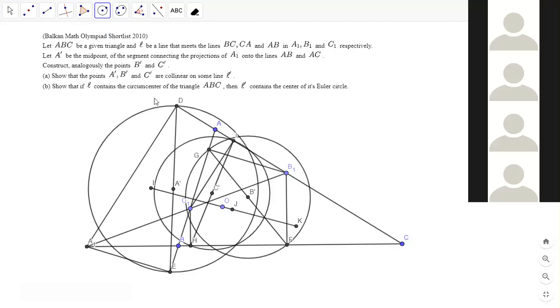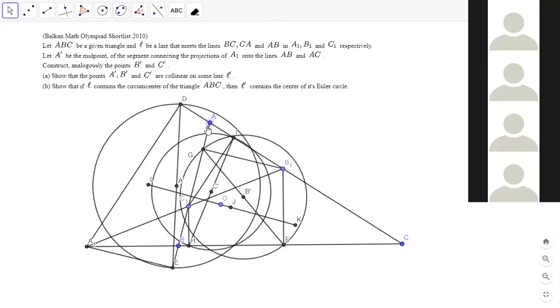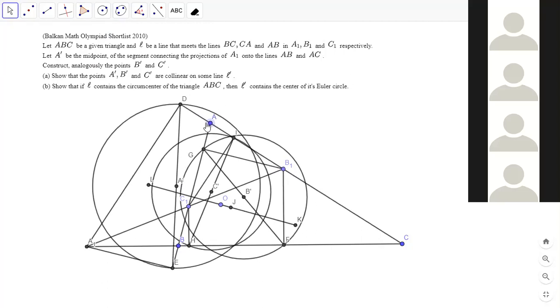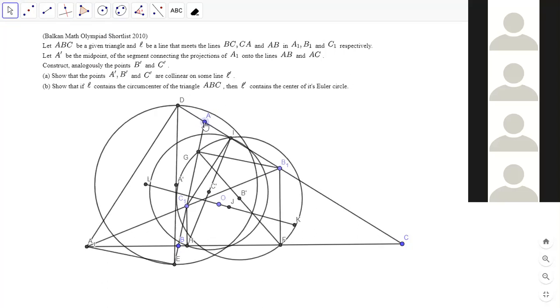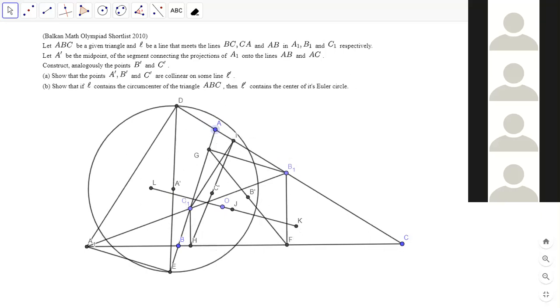Wait, how about we prove the radical axes of them are parallel? We could try that. Yeah, but I think it's hard to determine the radical axis. Yeah, no, it's hard to figure out what the radical axis is. I think it's better to draw the other circles.